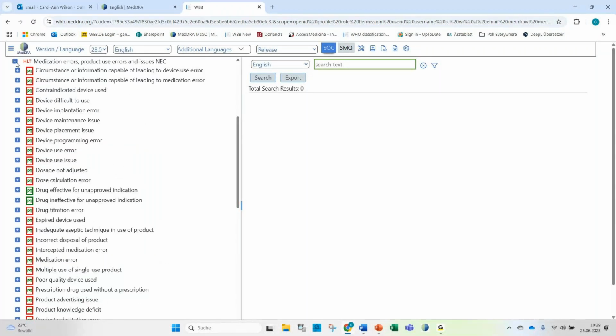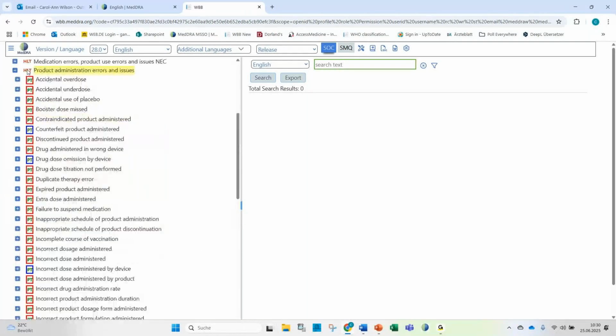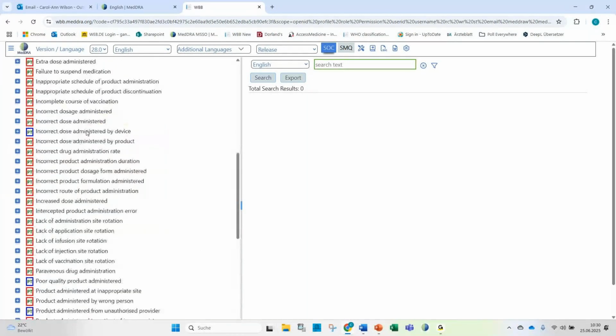Let me close this HLT. And then we see other HLTs, and we see that the terms are grouped based on the stage where the error occurred. Administration stage, then confusion errors and issues, dispensing errors and issues, monitoring, preparation, prescribing, selection, storage errors, transcribing errors, and communication issues. And if I click on this HLT, you see the granularity of MedDRA in this regard.